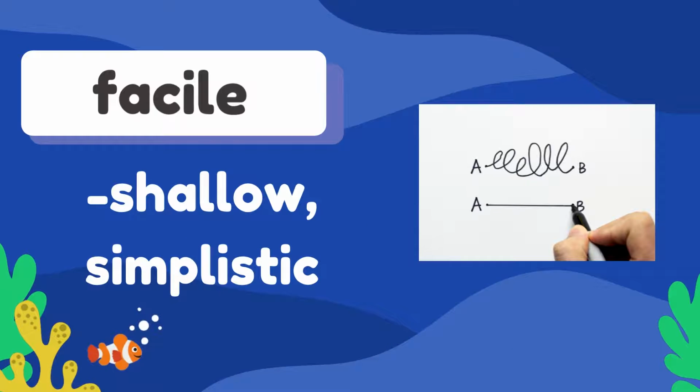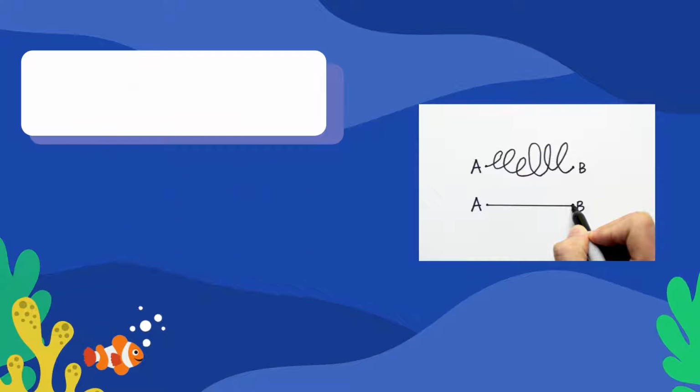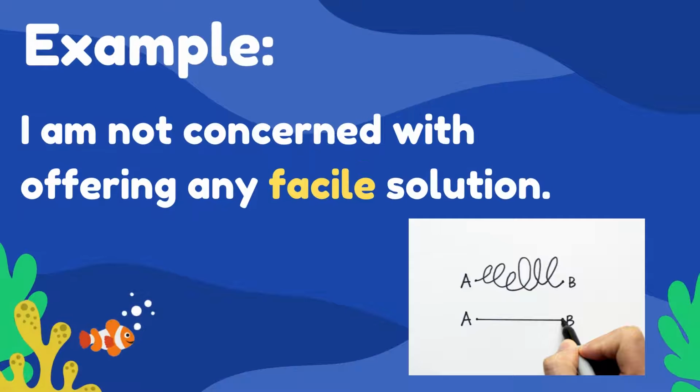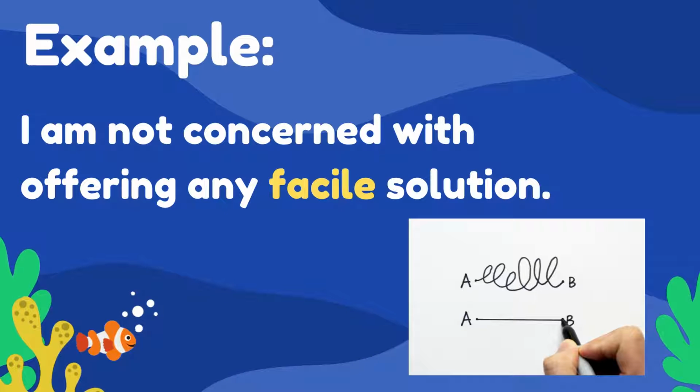The third word is fossil. It means shallow or simplistic. Here's a sample sentence for the word fossil. I am not concerned with offering any facile solution. Facile.